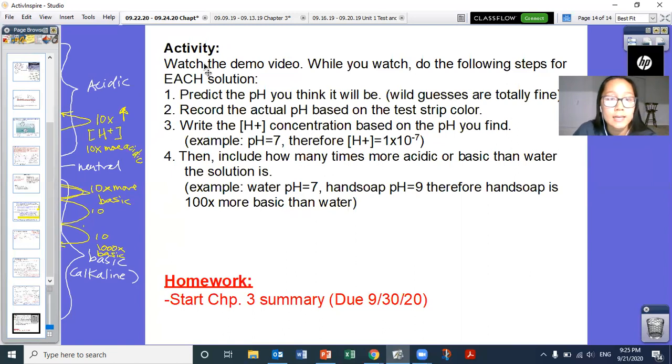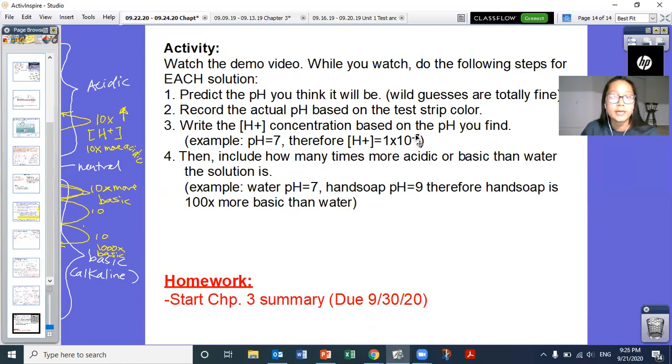Third thing, you're going to write the H plus concentration based on the pH you find. So remember, you're going to go back and calculate pH of 7 and how it becomes a hydrogen concentration of 1 times 10 to the negative 7, right? Because the 7 is the exact negative exponent that goes on top of the 1 times 10 to the whatever, okay? It's pretty simple. You're just converting the pH number to the exponent and making it negative.